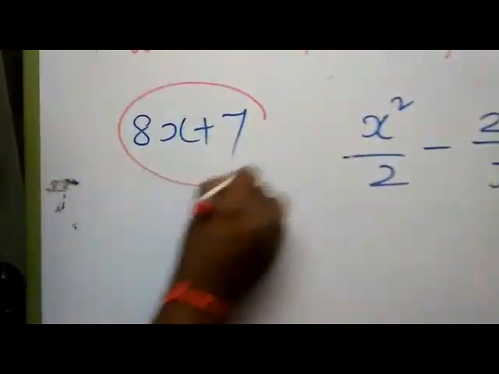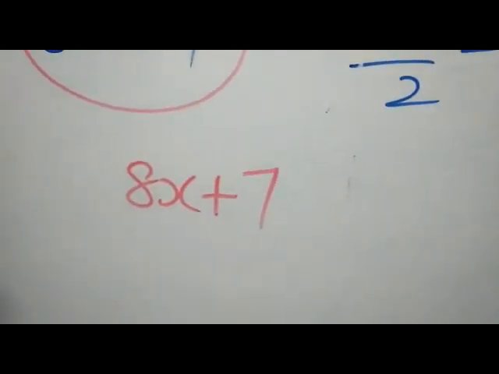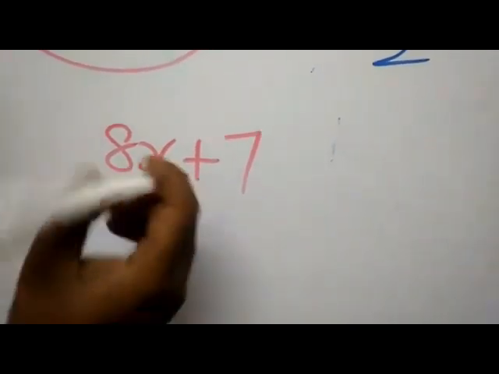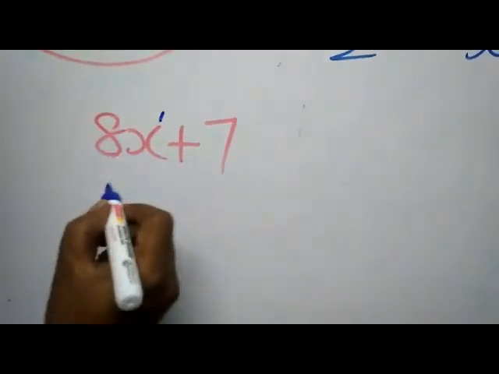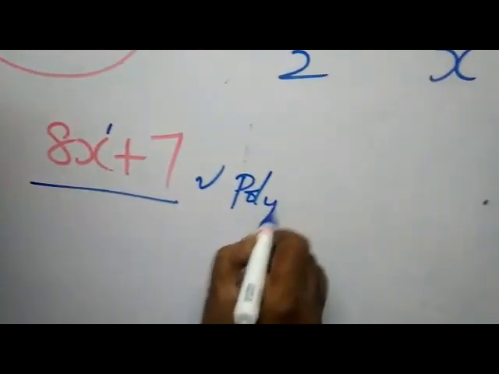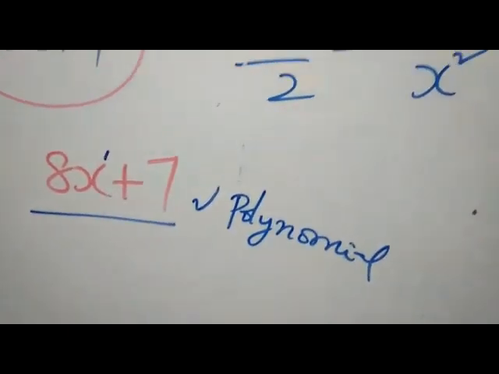Okay, take the first example. One more example. 8x plus 7. What is the power of the variable? The power of the variable x is 1. That's why it is a polynomial. Coming to the second one.